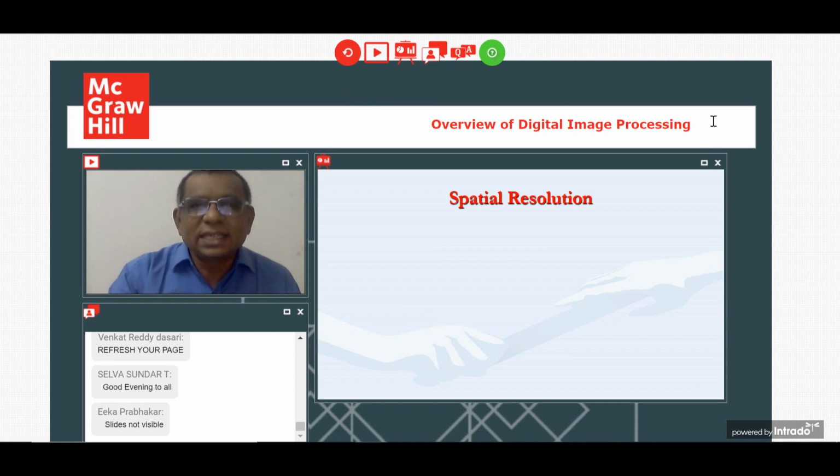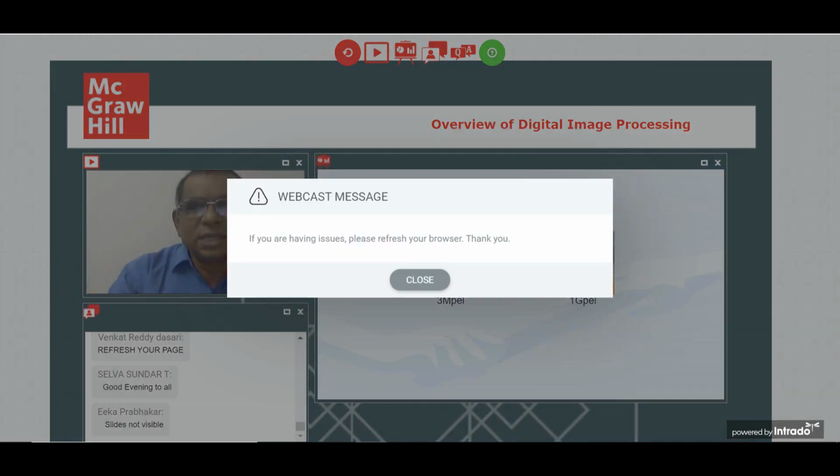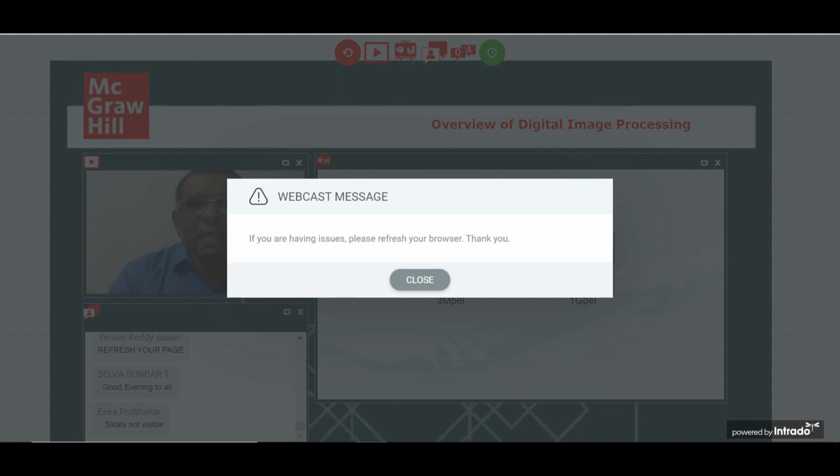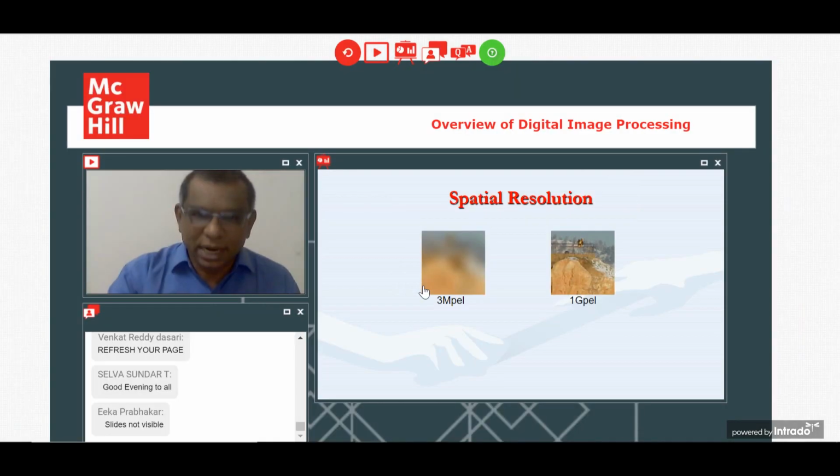This slide indicates the spatial resolution variation. Spatial resolution is governed by the density of the pixel. So here I am showing two different images. You can see that this image is represented by 3 megapixel. This image is represented by 1 gigapixel. As the density of the pixel increases, the clarity in the images is better.